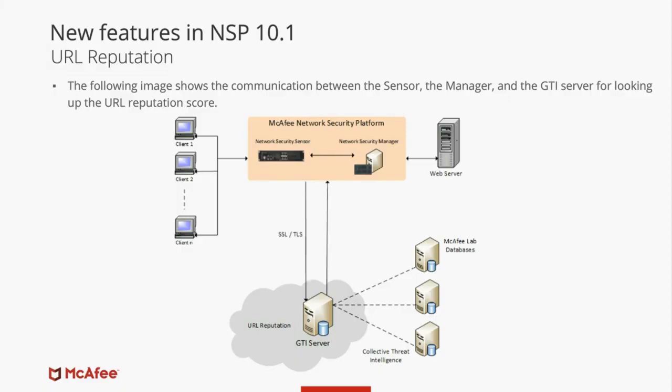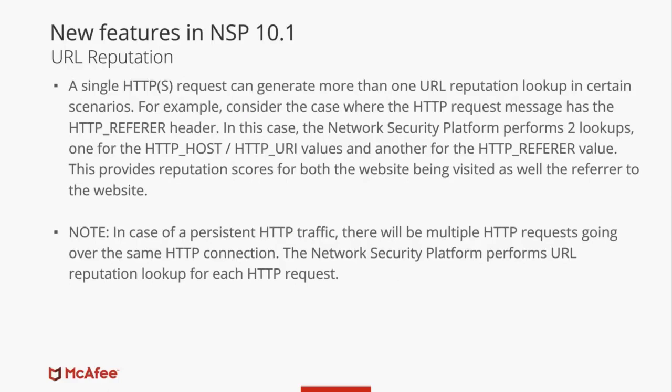A single HTTPS request can generate multiple URL lookups. For example, if you have a refer header and a host and URI header, those could be different and generate multiple lookups. In the case where we've got multiple requests going through a single HTTP session, we can have a lot of lookups within that one HTTP session as well.